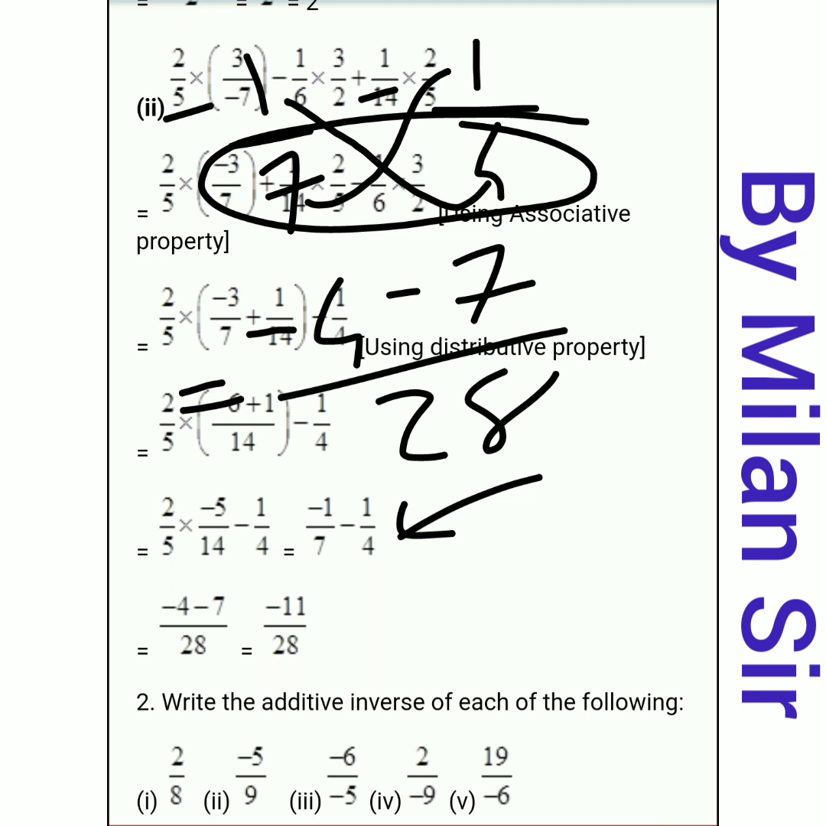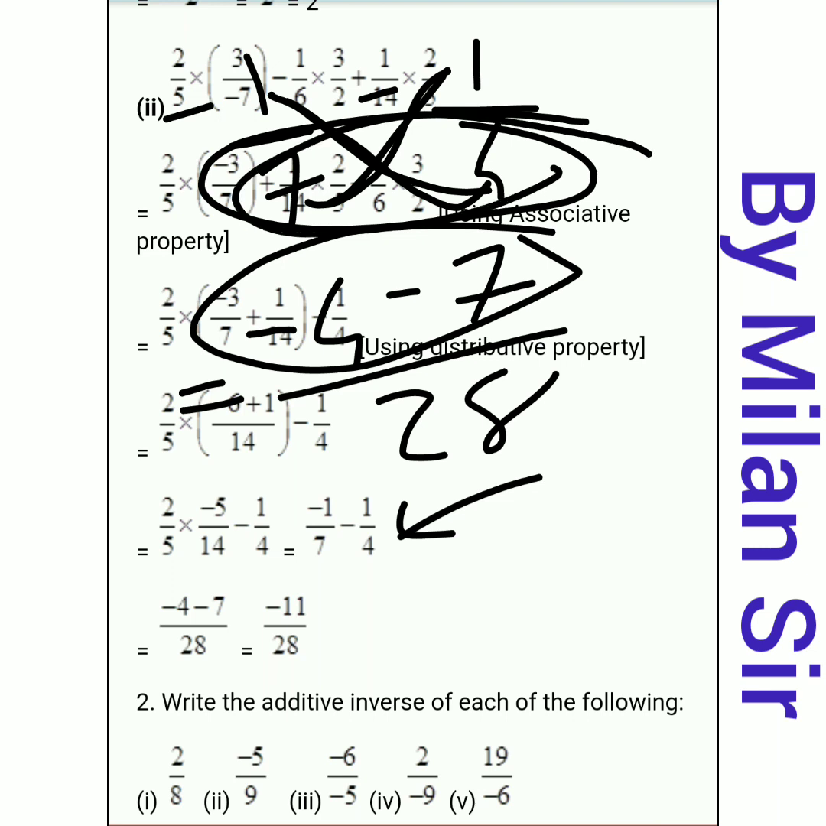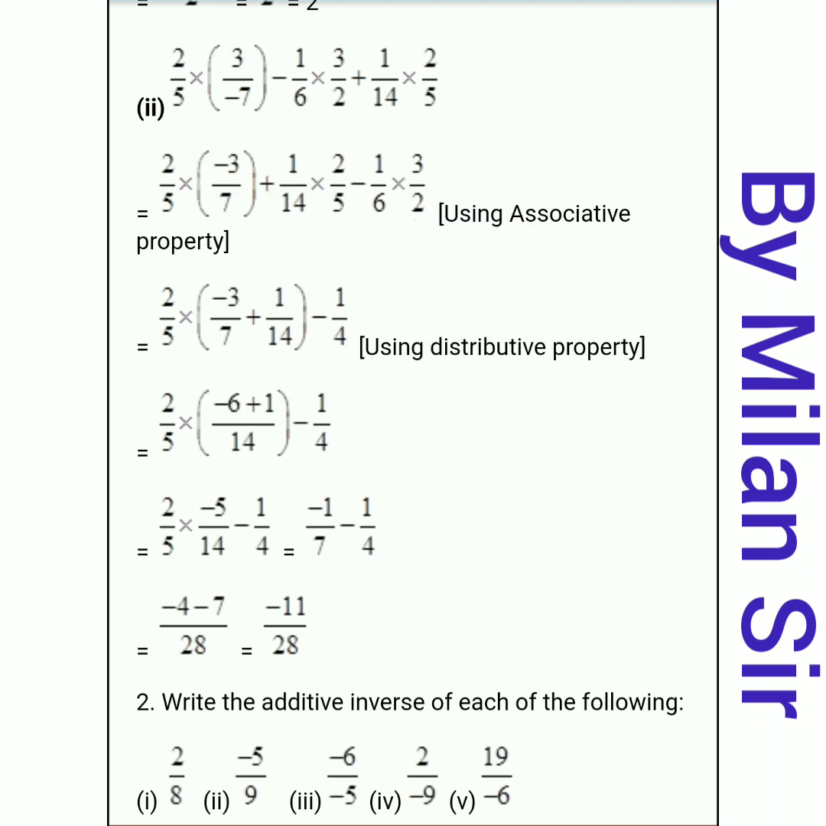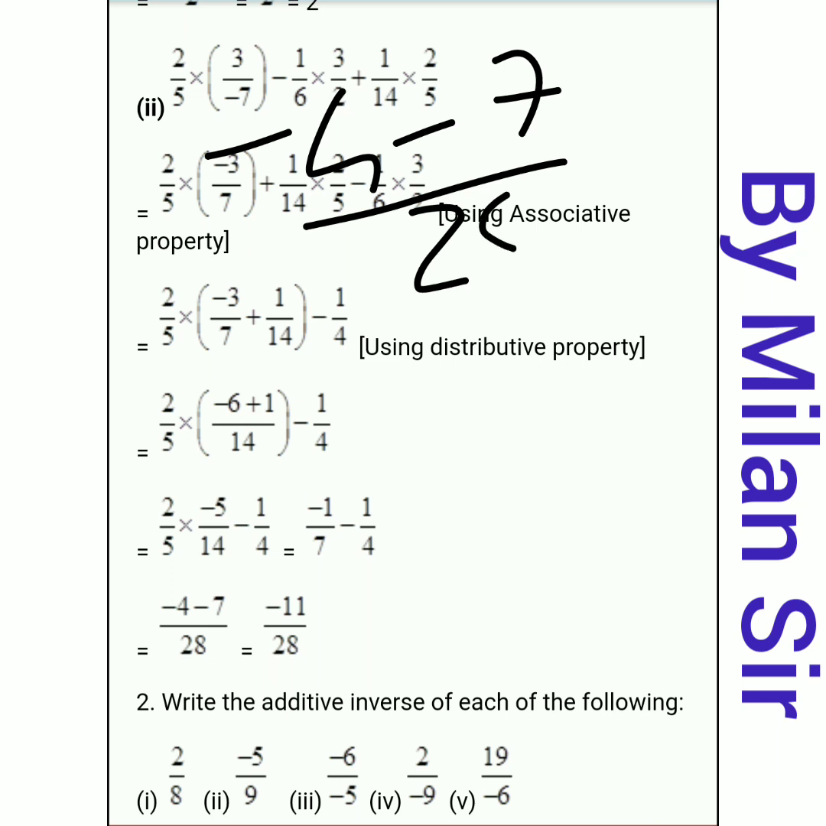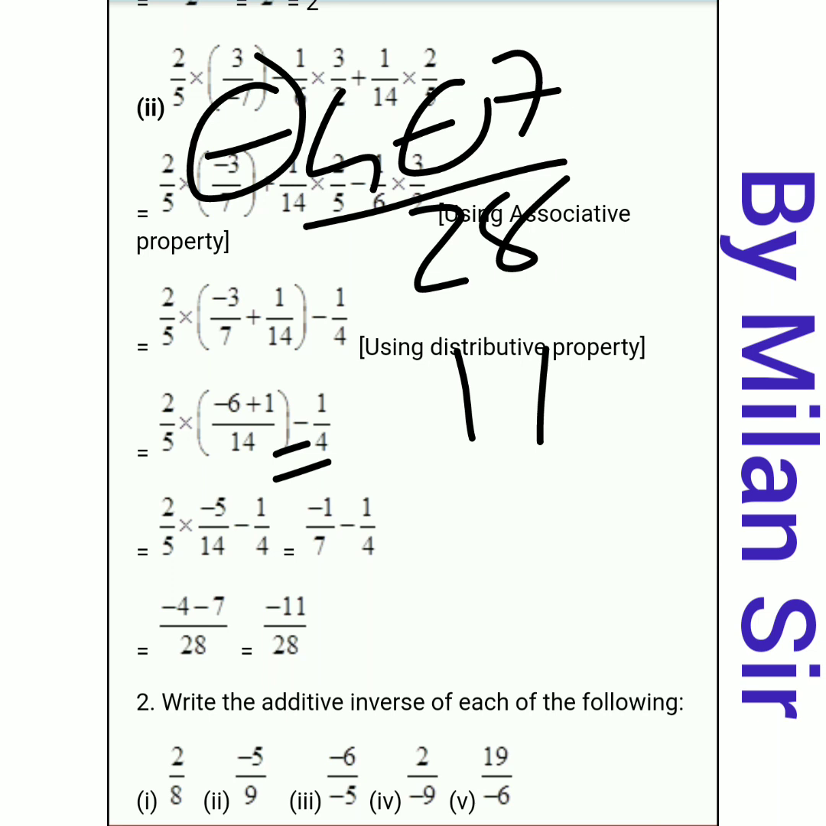We need to do cross multiplication. 4 ones are 4, 7 ones are 7. We need to write the sign too. Both have minus signs, so we write here minus 4 minus 7. And in the denominator, we need to do the multiplication of our two denominators. It is 7 fours are 28. So minus 4 minus 7 upon 28. Now minus minus becomes plus, 7 plus 4 is 11. The bigger number's sign is minus, the denominator as it is, 28. Okay, so this is our final answer, minus 11 upon 28.